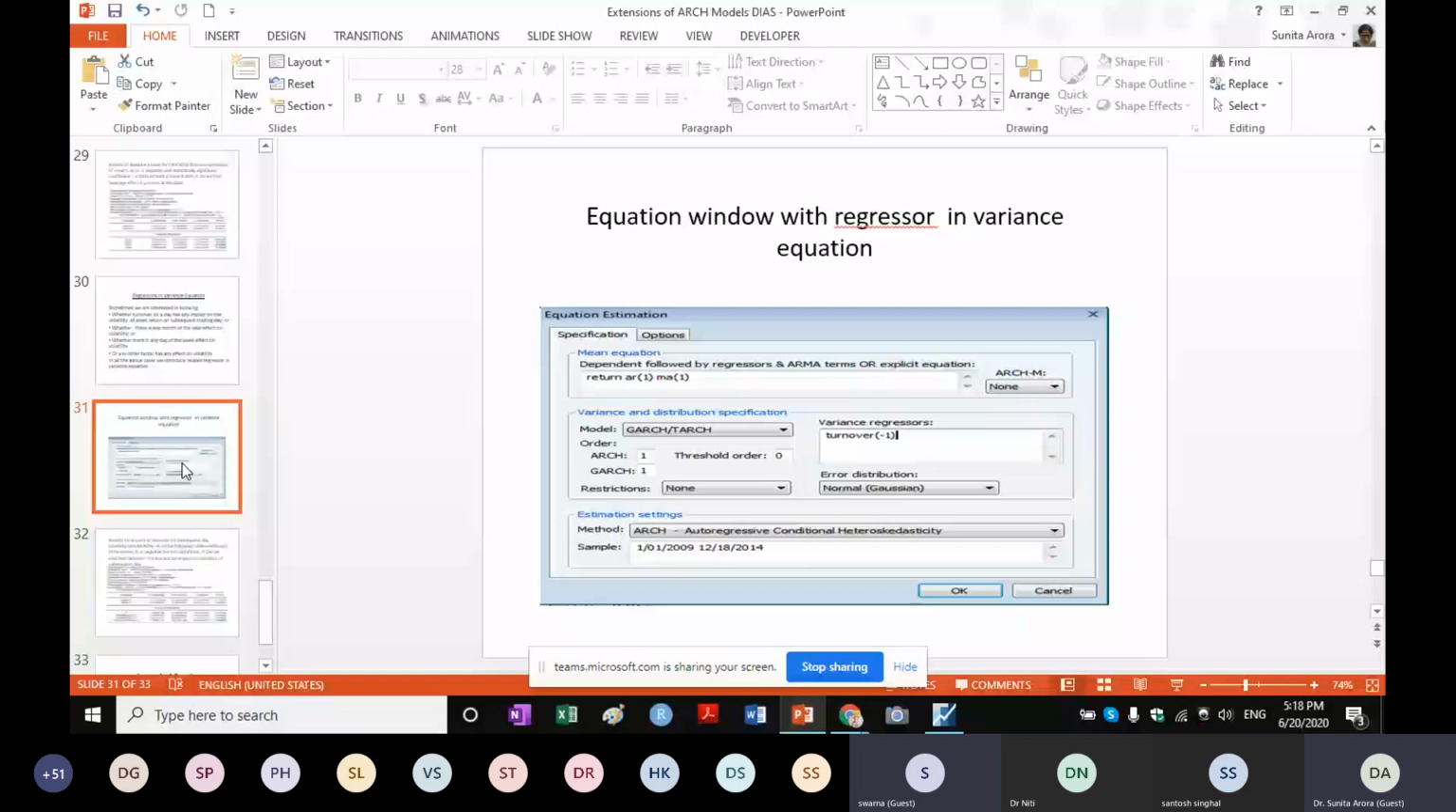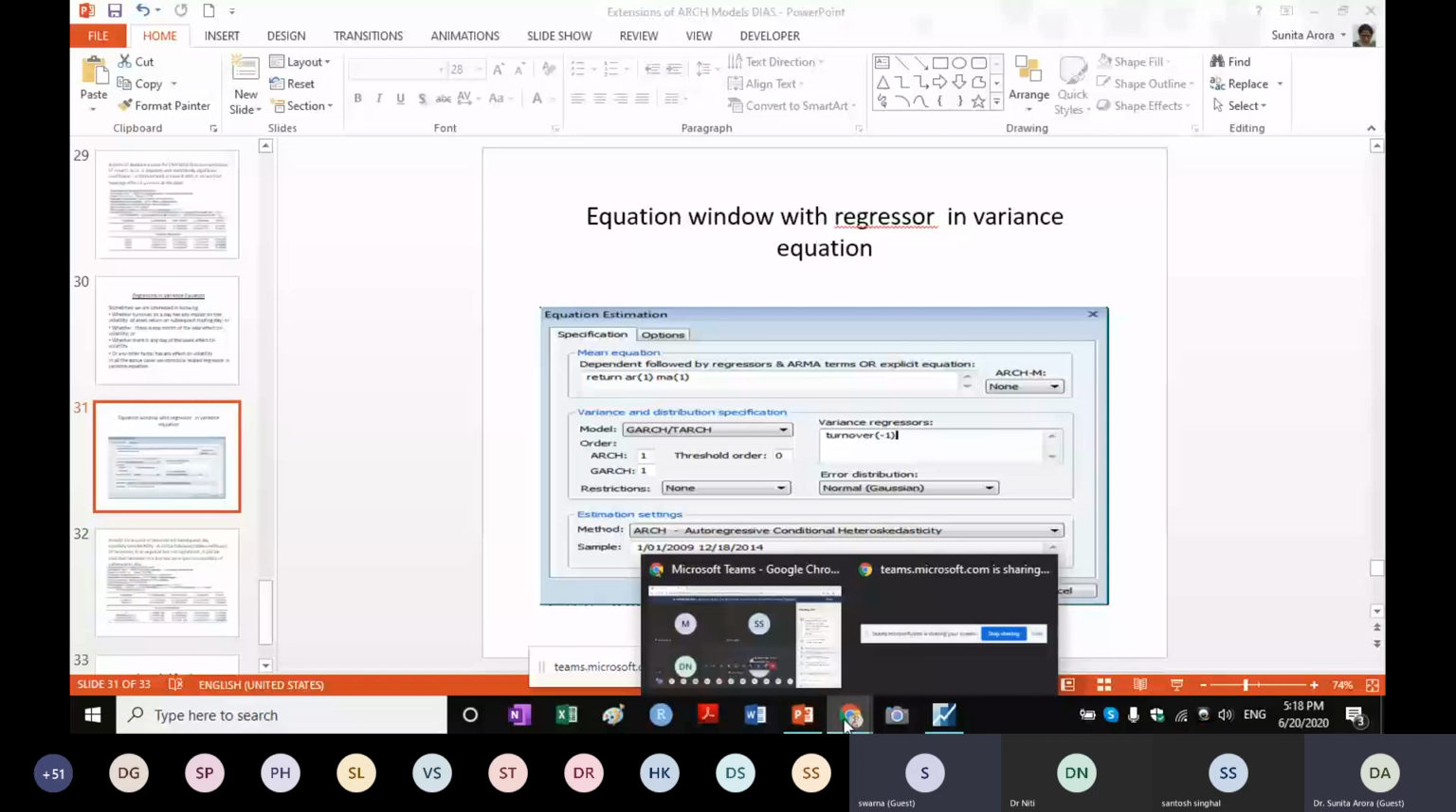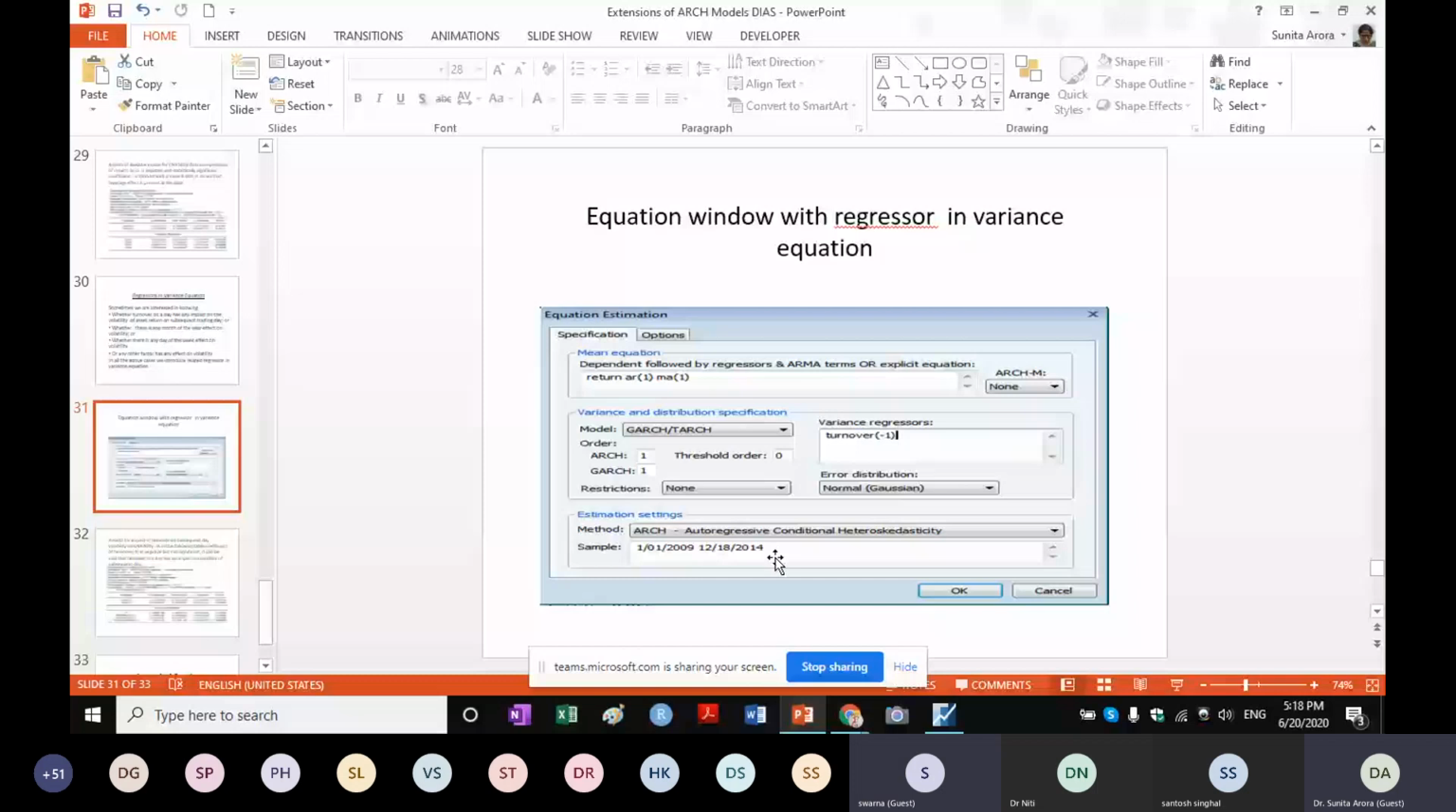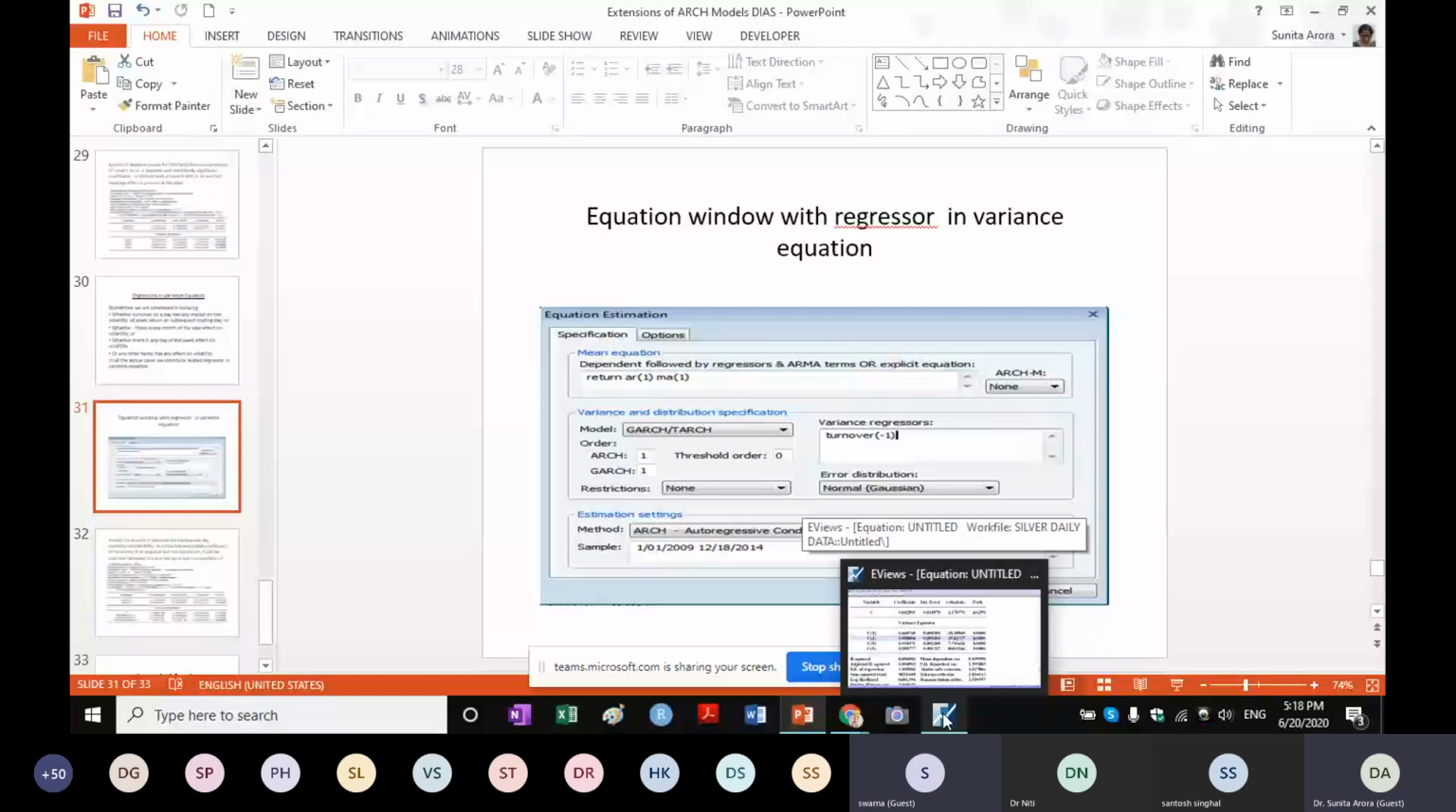Yes, ma'am, my screen is visible. If you want to check whether previous day turnover, previous period turnover, impacts our volatility or not, then we have to introduce it in the variance regressor. For example, I shared a screenshot with you the day before yesterday in the WhatsApp group.